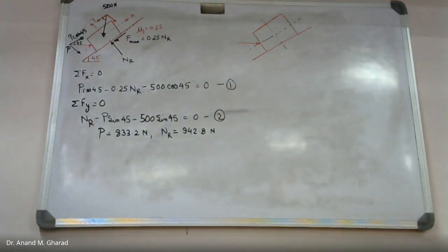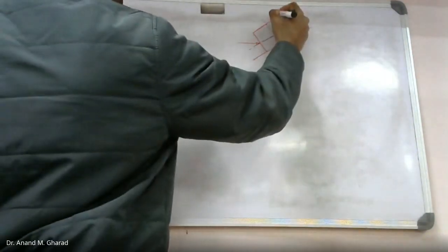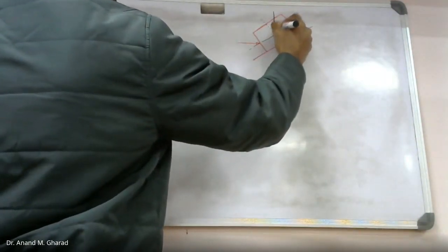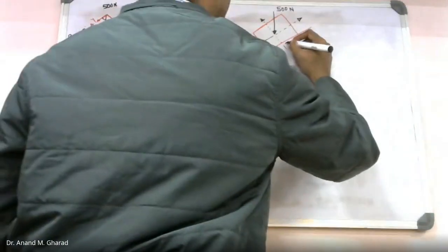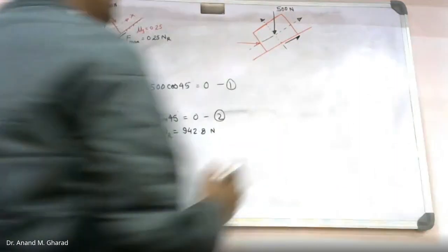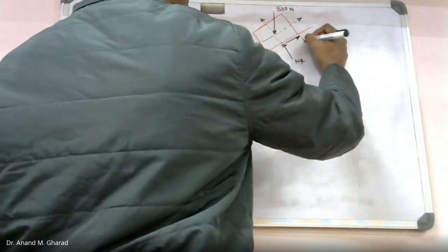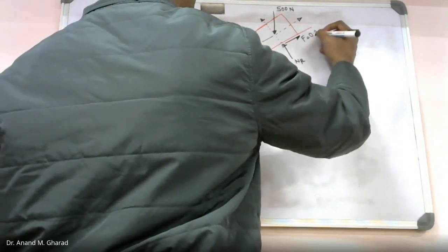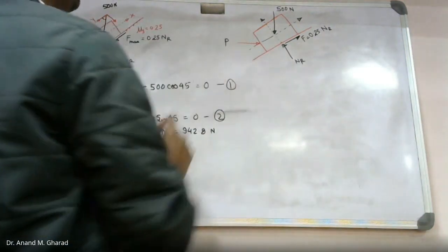What will be the direction of frictional resistance in case number 2? Are you people there? Yes, please let me know. Sir, upward. It will be upwards. Okay, like this. And this will be the normal reaction NR. This is frictional resistance 0.25 times NR. And this will be P.